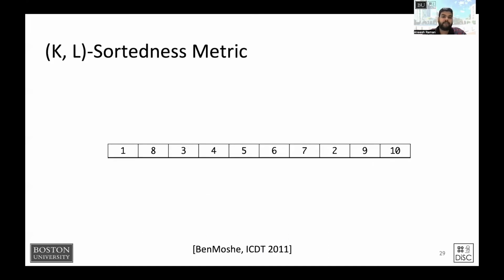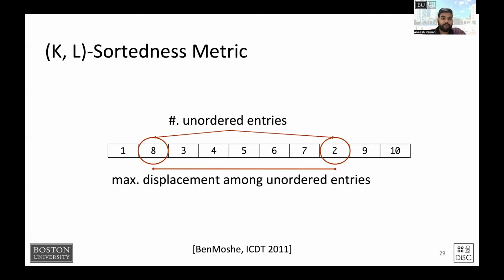So while exploring different metrics to quantify sortedness as part of the benchmark, we came across this interesting metric proposed in an ICDT 2011 paper. This quantifies data sortedness based on two parameters: by how many entries are out of order and by how much. The number of unordered entries is denoted by K, whereas the maximum displacement among the unordered entries is denoted by L. So the combination of KL not only overcomes the global and local disorder phenomena that we spoke about a little earlier, it essentially quantifies the effort required to establish total order in the data collection.